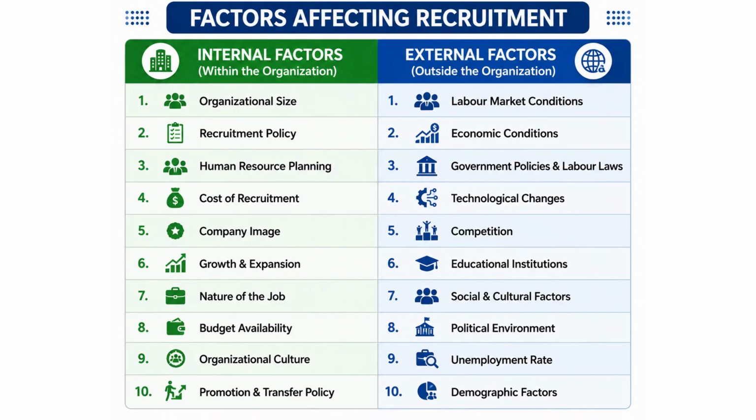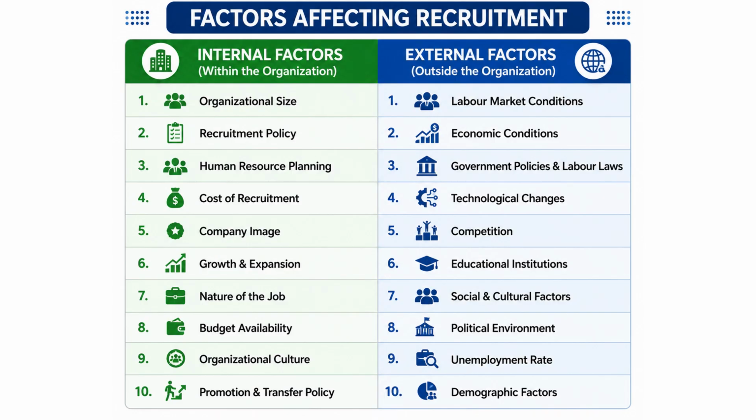Ninth one is organizational culture. Company culture influences the type of employee the organization wants to hire. Recruitment aims to find candidates who fit the company's values. For example, a startup may prefer creative and flexible employees, while a bank may prefer disciplined and rule following candidates.